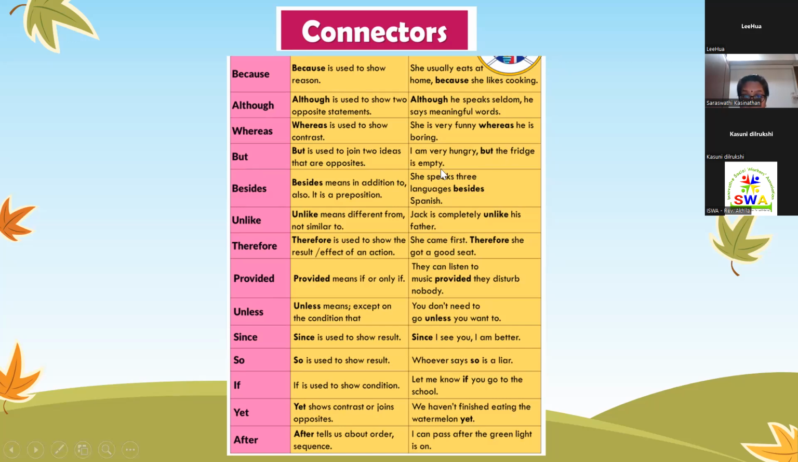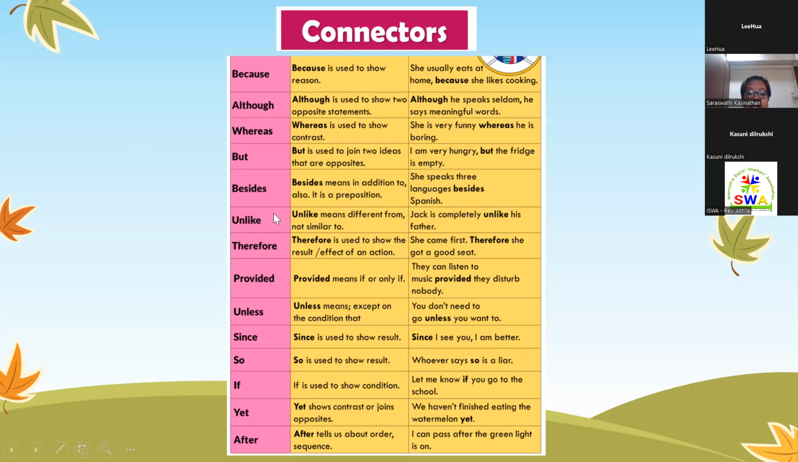All right, so far so good. You're following. We will continue. Besides means in addition to, also. It is a preposition. Besides is like I have something, and on top of it there is another element. She speaks 3 languages besides Spanish. Basically she can speak 3 languages. Spanish is her first language, but besides that, there's an add-on element, an addition to it.